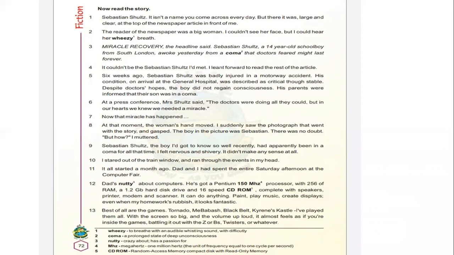See, the word notes are also given, so you can consult the word notes.